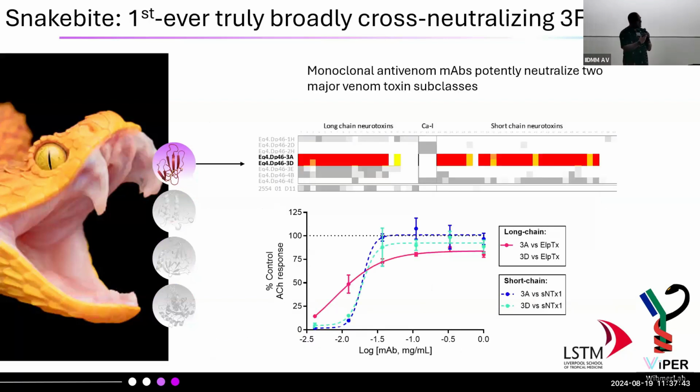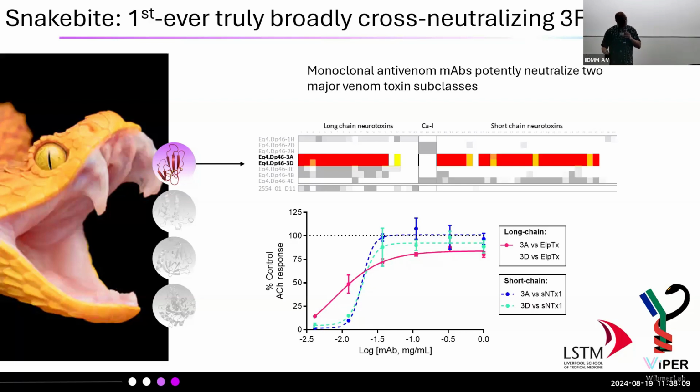And this is just a summary, because I guess my talk is wishy-washy all over different topics, and I didn't go into one specific field. So this is a summary of some of the broadest antibodies that we've isolated so far, antibodies 3A and 3D. They're somatically related, they bind in the same way, and they have breadth across two different subclasses of these alpha neurotoxins, which are called short chain and long chain neurotoxins.